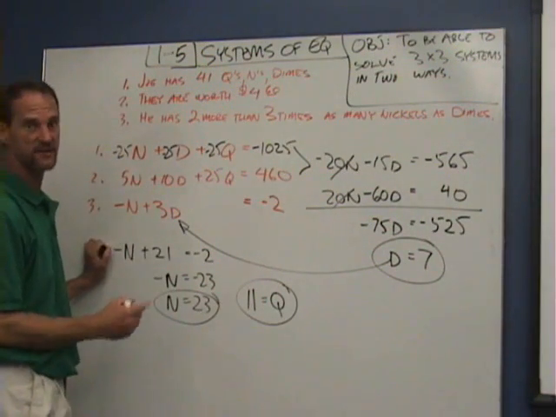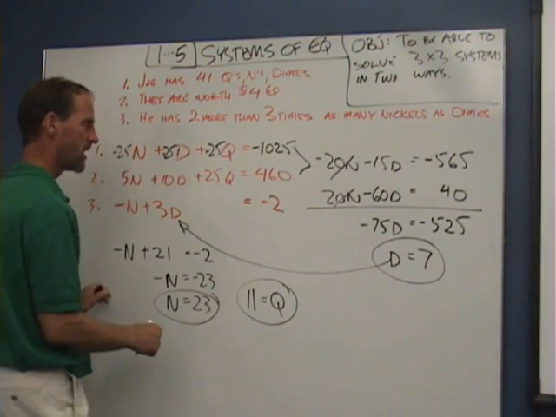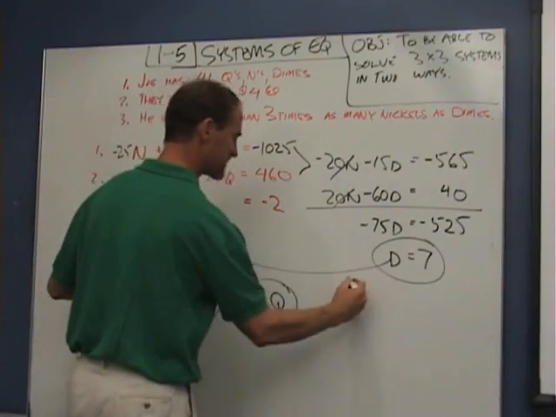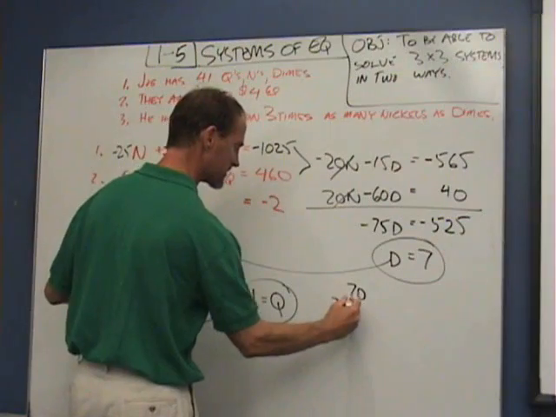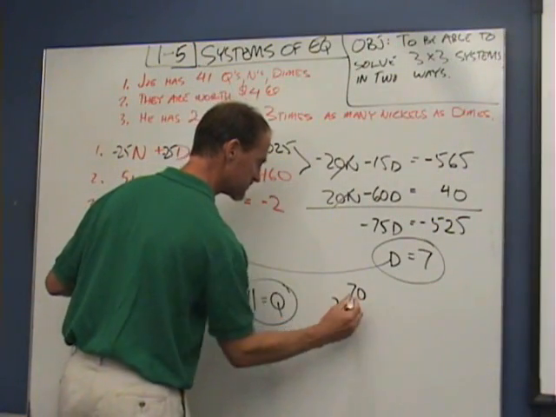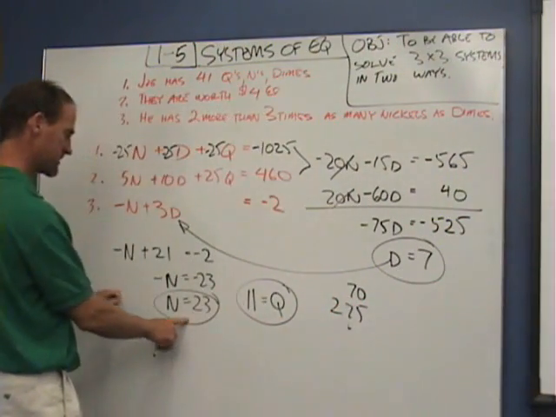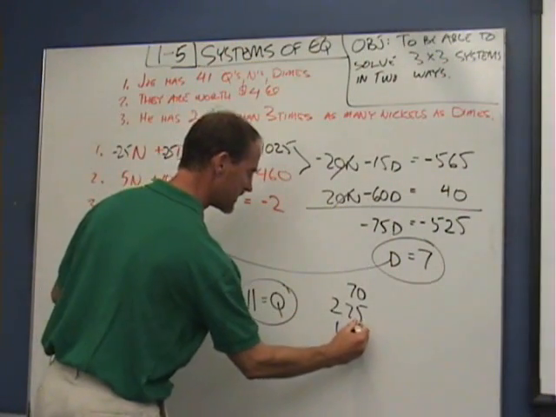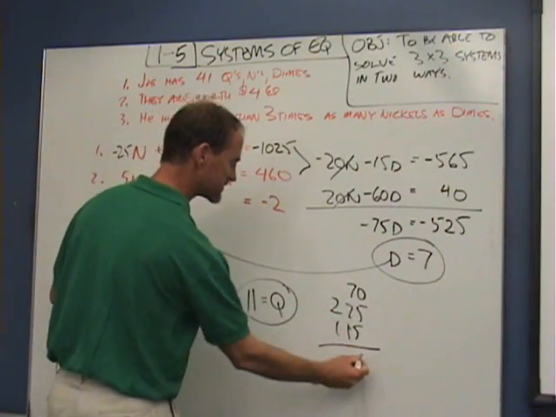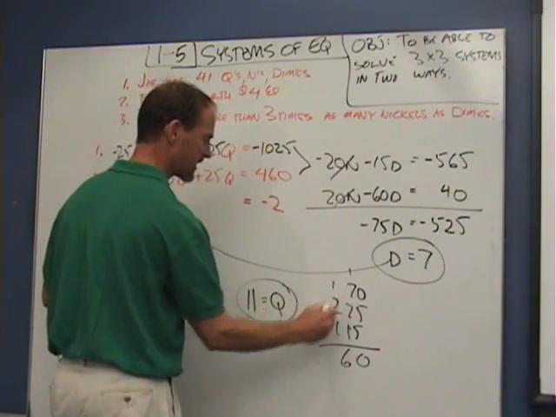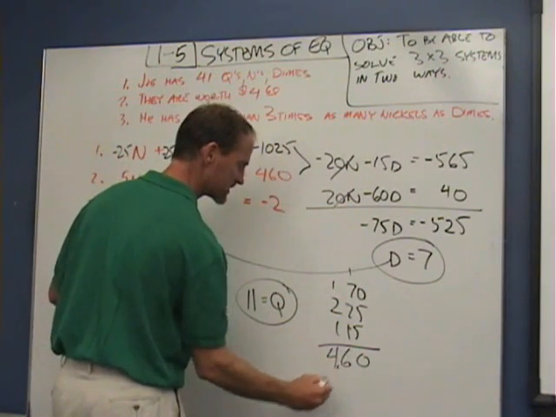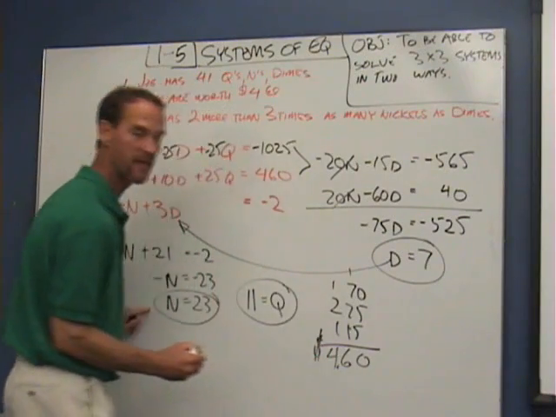I'll quickly check our answer. It never hurts to check your answer. That's going to be 70 cents. That is going to be $2.75. Oops. And this is going to be $1.15 in nickels. And that's a 0. Carry the 1. 14, 15, 16. Carry the 1. $4.60. So we're good to go on that.